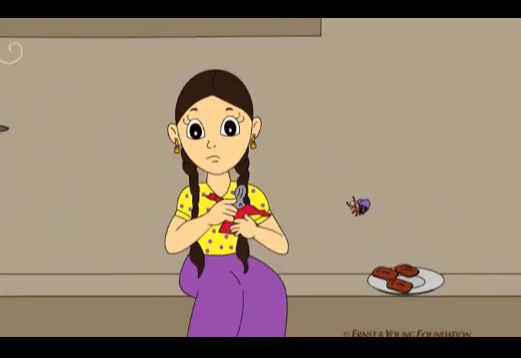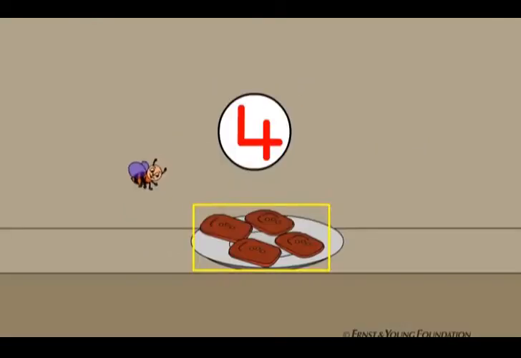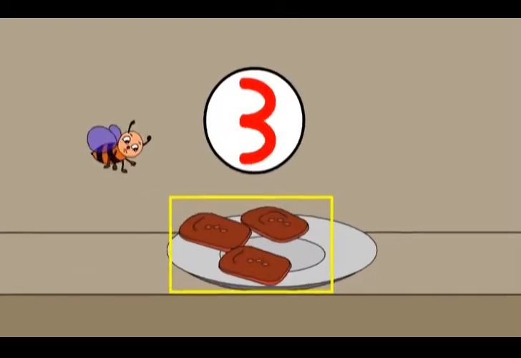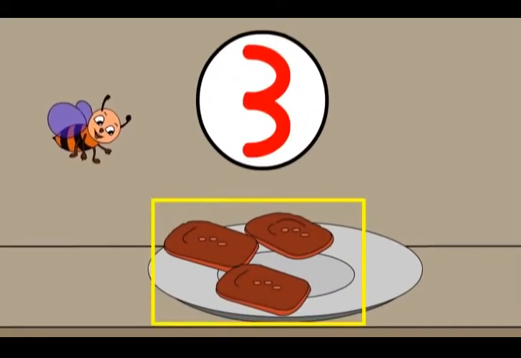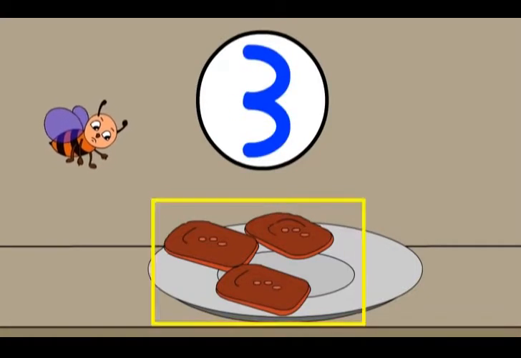Oh! What happened, Meenu? There were 4 biscuits in this plate. That crow took away one. Oh no! Now there are only 3 biscuits. Yes, Buzz. Now there are only 3 biscuits.